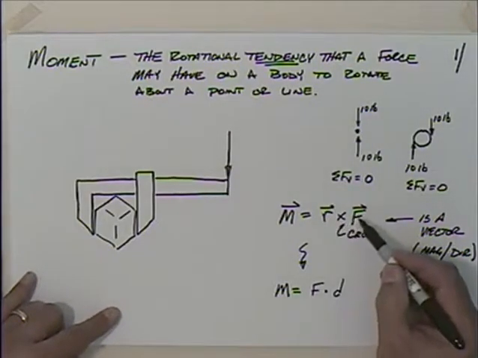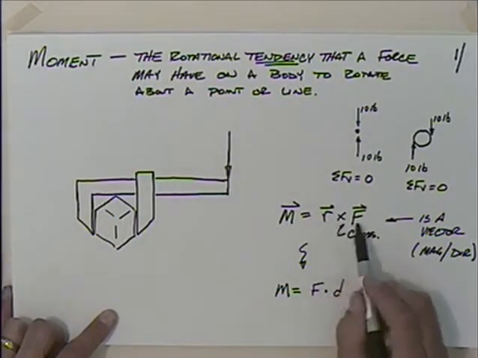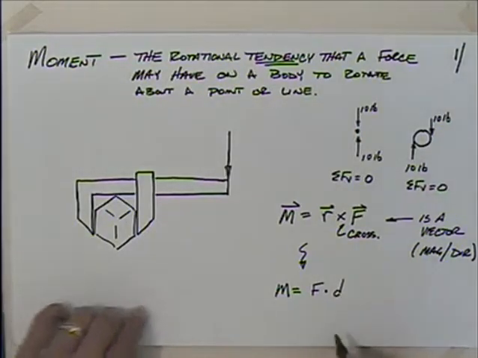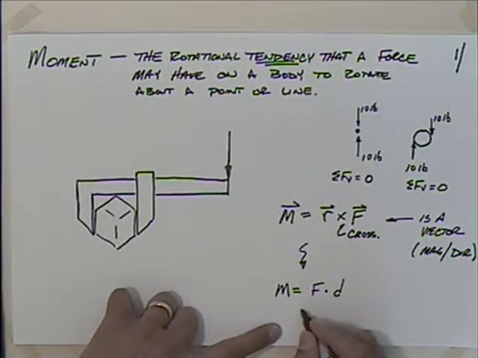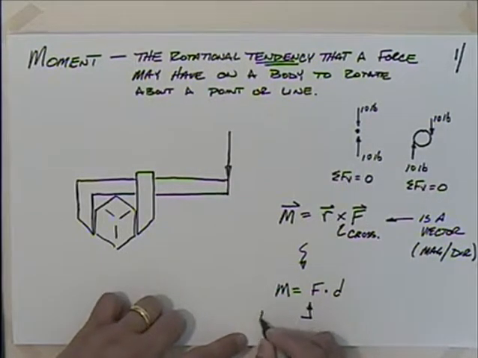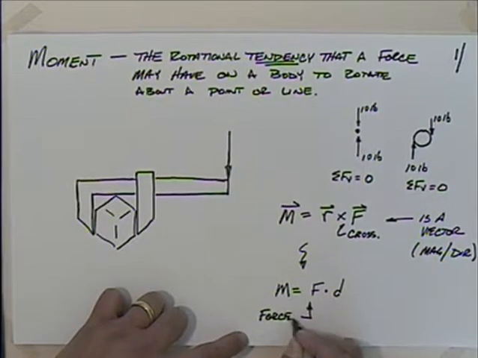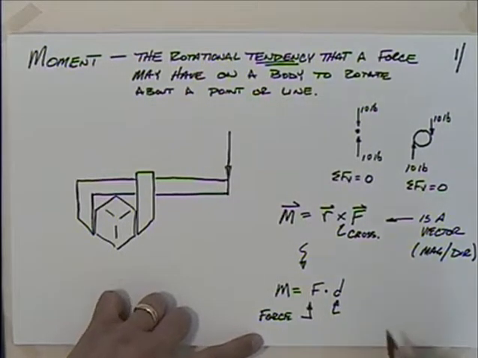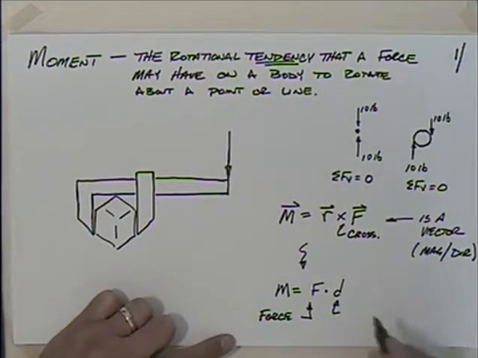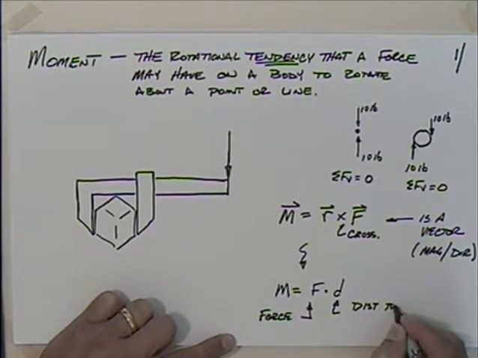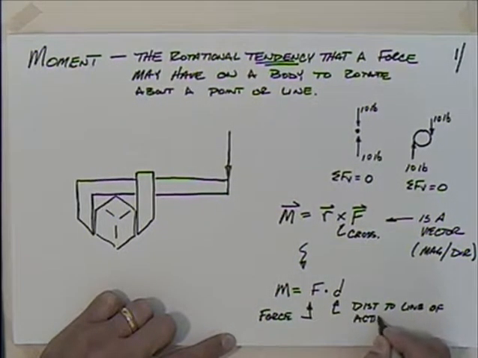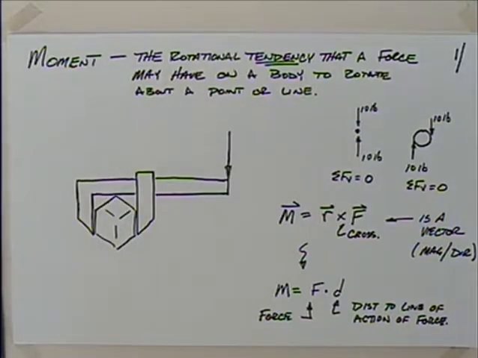Okay, because we see the distance crossed with F. This cross product, the order is important here, and we'll talk about that. But for our purposes, we can say that this is the force times the distance from the force to the line of action. So we'll say this is the distance to the line of action of the force.